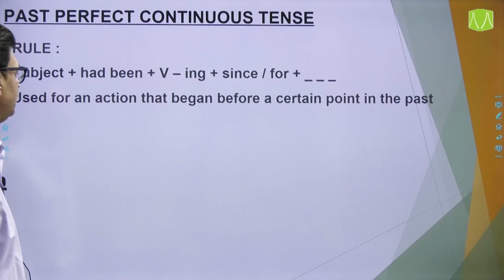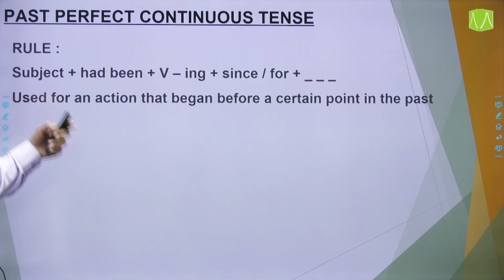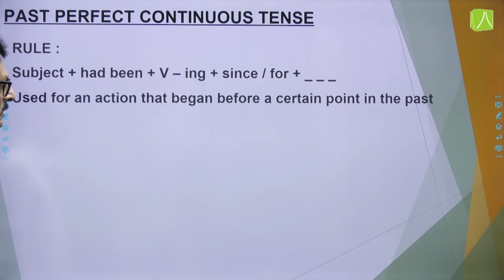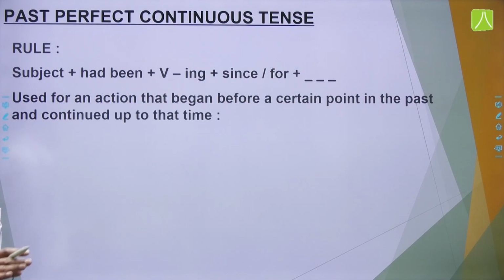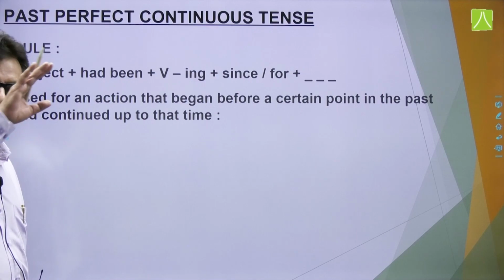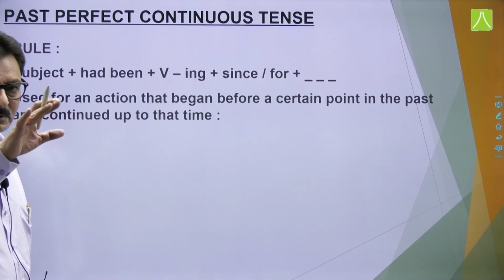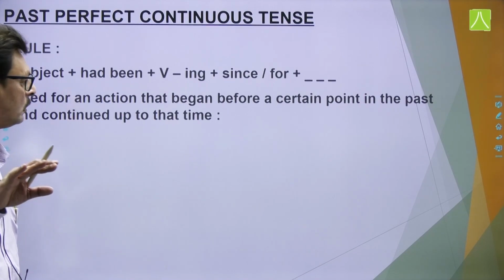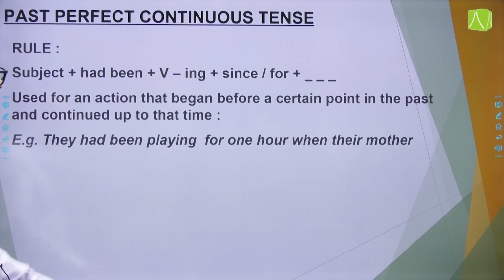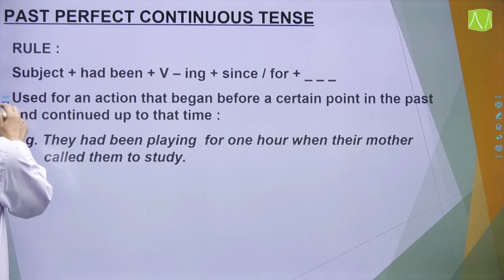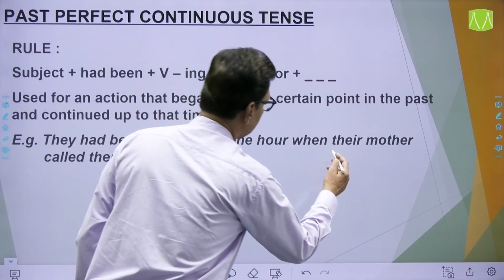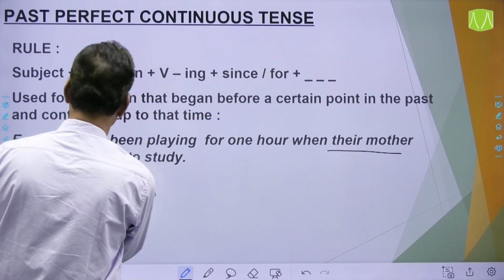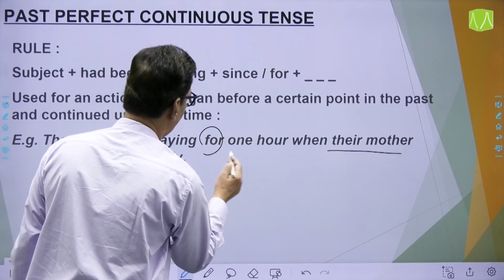How helpful these time criteria are. Where do they come, where do we use them? It is used for an action that began before a certain point in the past and continued up to that time. It had started earlier, and when we were talking about some time in the past, at that time also the action was ongoing. They had been playing for 1 hour when their mother called them to study. So when their mother called them, they had been playing for 1 hour.